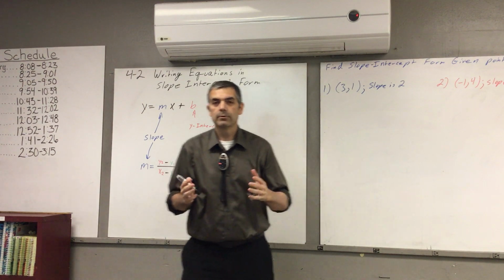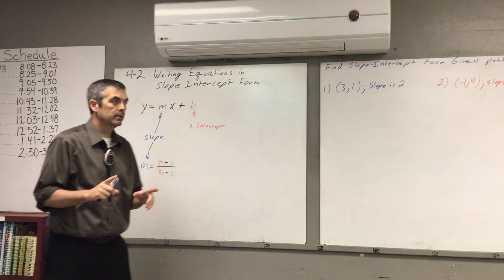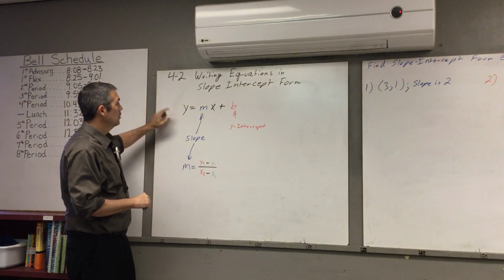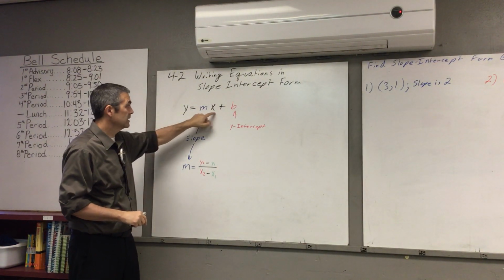All right, so today we're going to talk about slope-intercept form again. We're going to be writing equations in slope-intercept form. So you have to know this: y equals mx plus b.